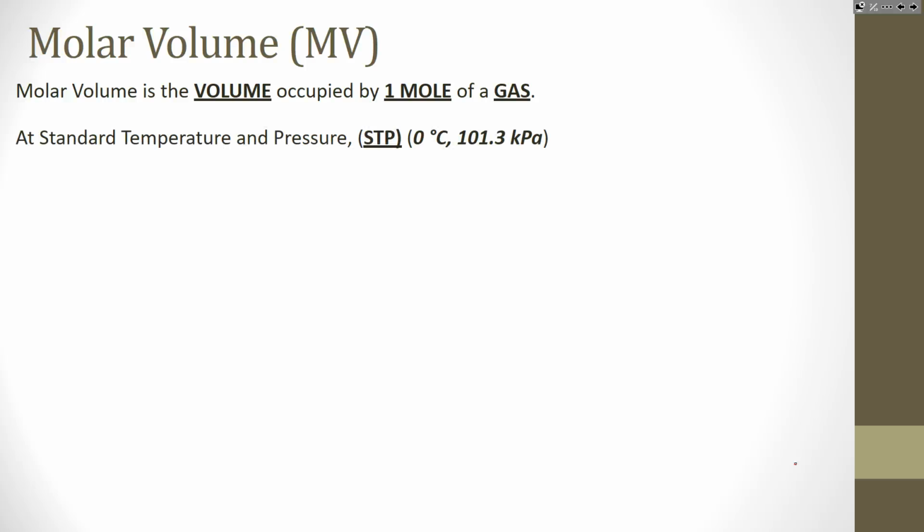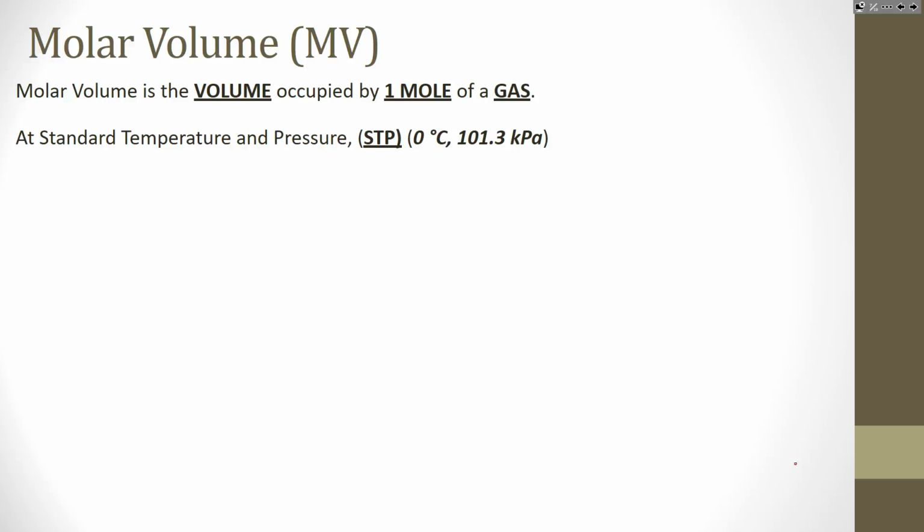Molar volume is the volume occupied by 1 mole of gas. Now remember that pressure and temperature will have a huge effect on gases, so this will always be at standard pressure and standard temperature. We've talked about standard pressure: it is 101 kilopascals or 760 mmHg or 1 atm, but standard temperature is actually 0 degrees Celsius.